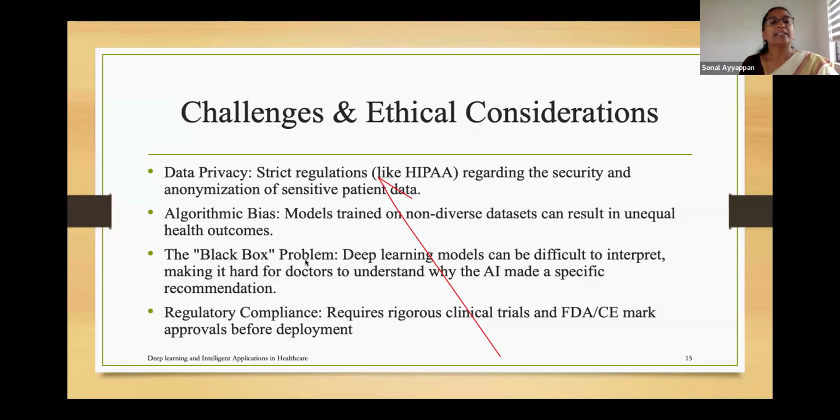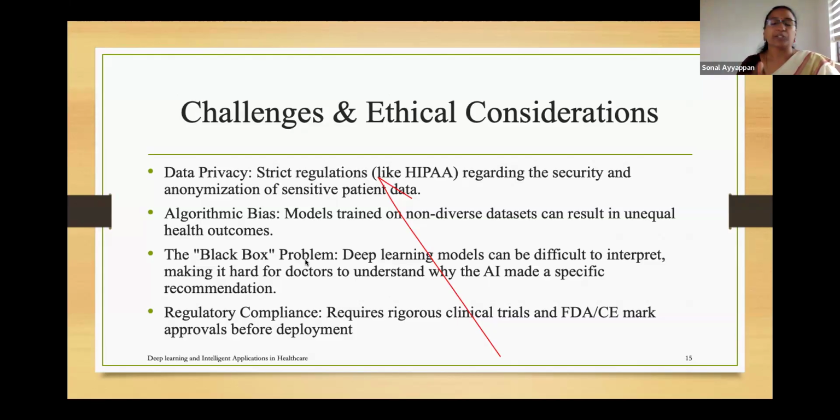So one is data privacy. Strict regulations regarding the security and anonymization of sensitive patient data have to be taken care of. Medical records are protected under strict international regulations like HIPAA. It's a regular standard; anyone violating this is under the bars. And domestically in India, under the Digital Personal Data Protection DPDP Act. Training deep learning models requires massive data, but sharing raw patient data is heavily restricted.